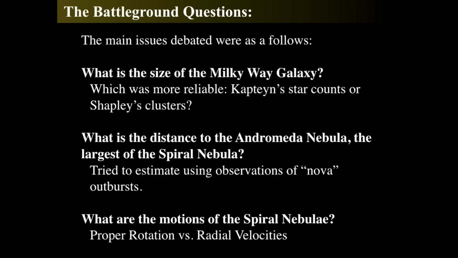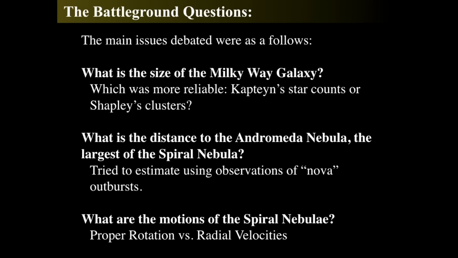So the big battleground questions of their debate were: how big is the galaxy? What was more reliable, the star counts, photographic counts, or Shapley's clusters? And furthermore, what is the distance to the Andromeda galaxy? And what's funny is there was an actual nova event that happened in the Andromeda Nebula, which was called Messier Object 31, and it was still called the Andromeda Nebula. And it was called the largest spiral nebula at the time.